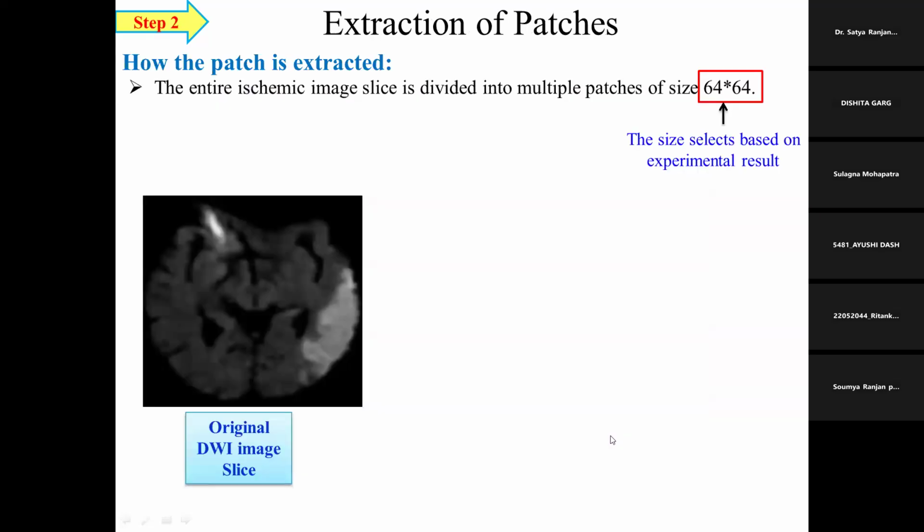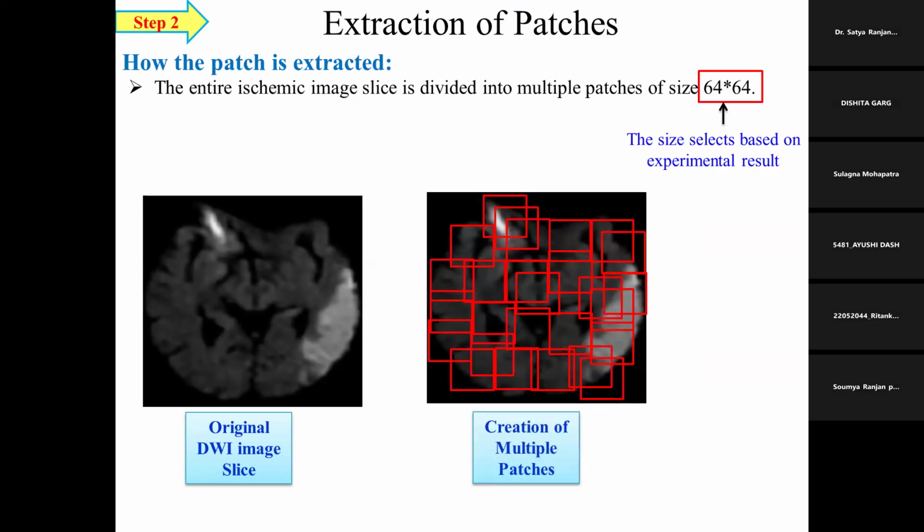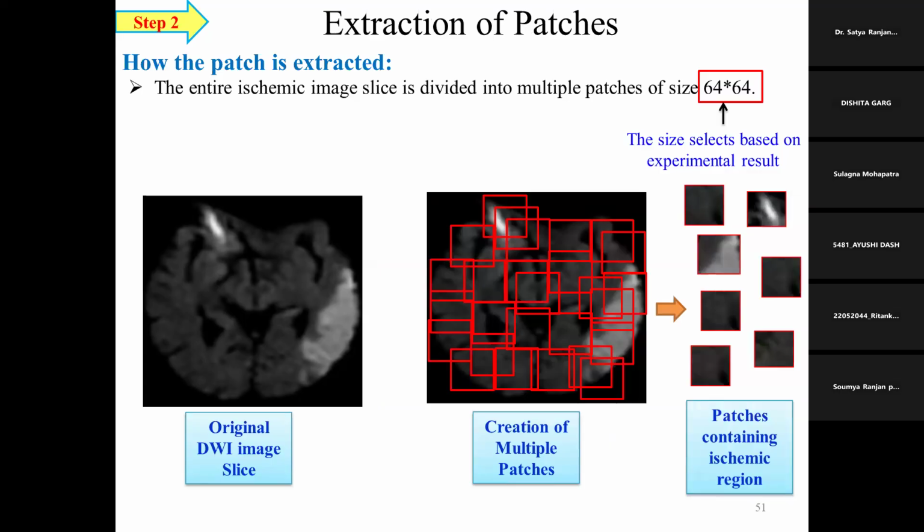Then how they proceed: they take the original DWI slice and divide it into patches of size 64 x 64. So from one image, they consider multiple patches. Some patches contain ischemic regions and some do not.